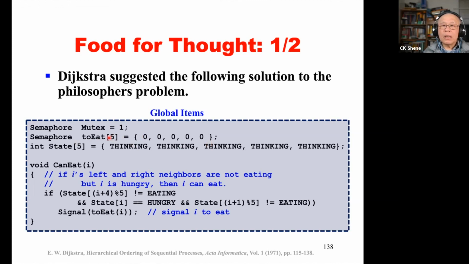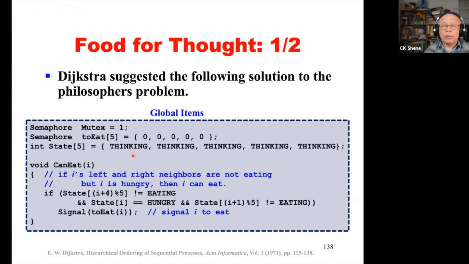This semaphore is not for blocking chopsticks. Instead, it's for blocking some philosophers. So the name is to eat. Initially, no philosopher is allowed to eat. Then we introduce an integer array of 5 elements, state. Initially, it's all thinking. That is, when a philosopher is thinking, his state is set to thinking.